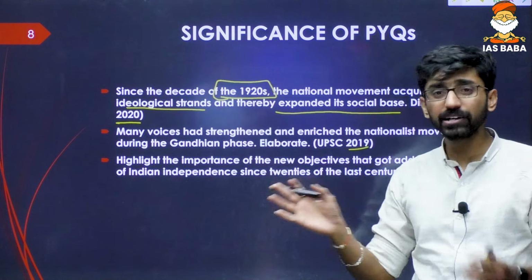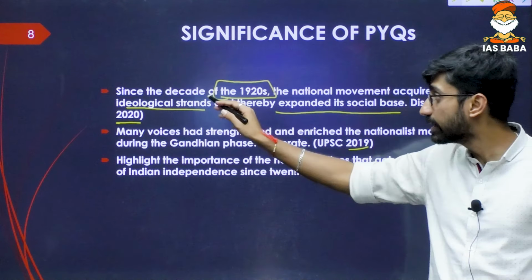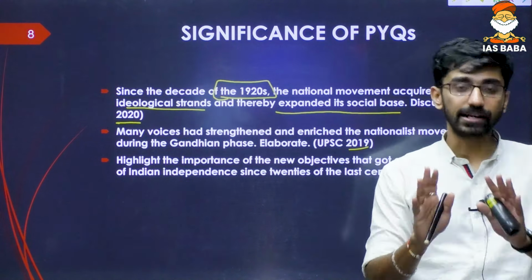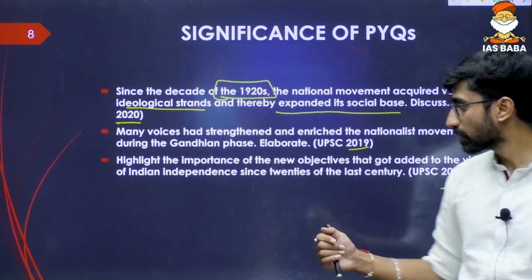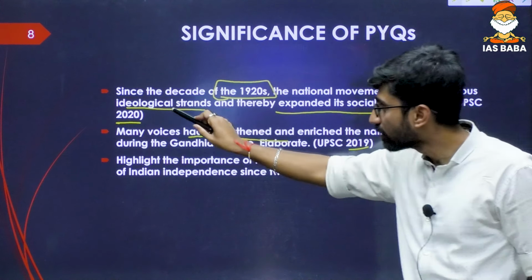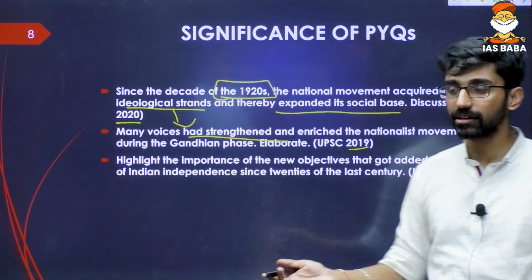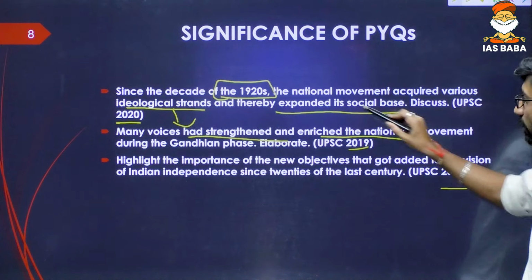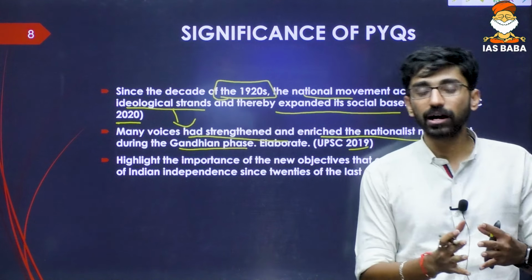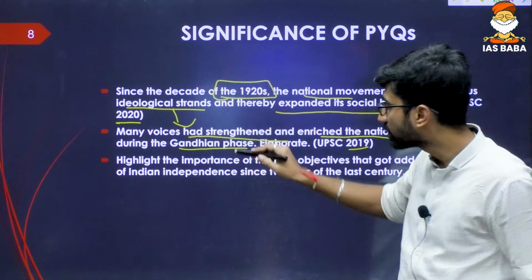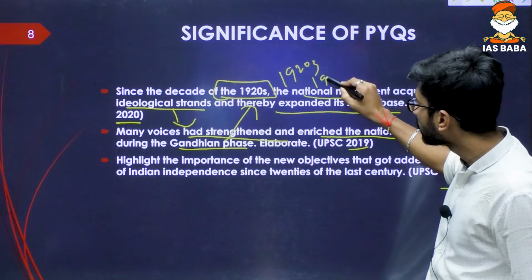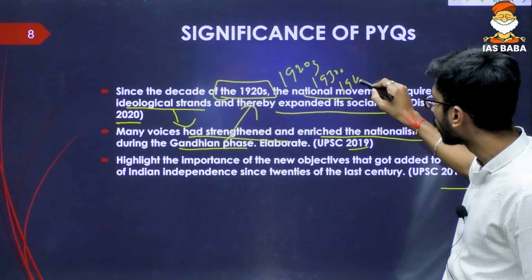Okay, it might sound too complicated. I just focus on this particular part. Since the decade of 1920s, they're asking what happened to the Indian freedom movement in the 1920s. New ideas got added. Come back to this particular question. Many voices had strengthened, that is ideologies are also many voices, right? Different kinds of ideologies enriched the nationalist movement, again the national movement, during the Gandhian phase. That means Mahatma Gandhi, one of the tallest leaders of the Indian freedom movement, was there in the 1920s. He started his activities in the 1920s, 1930s, and then again 1940s.